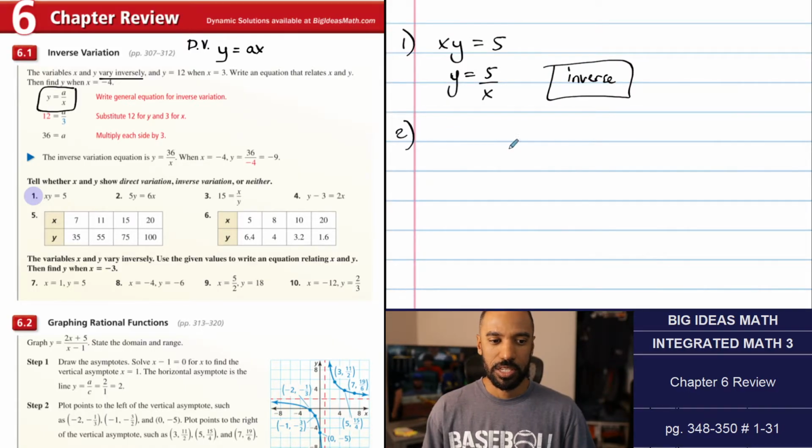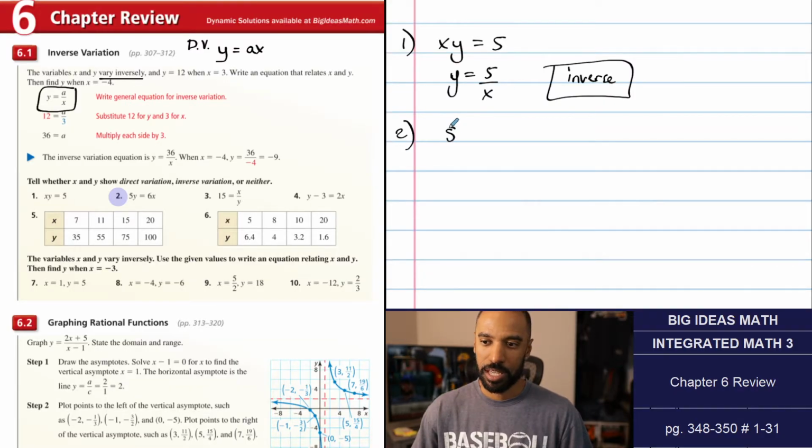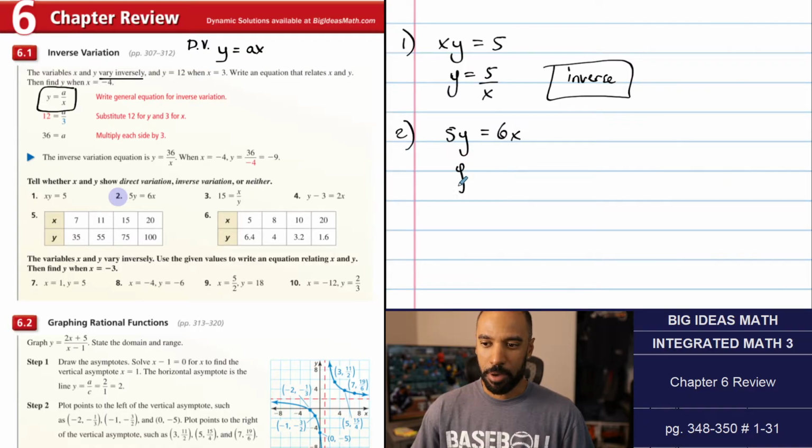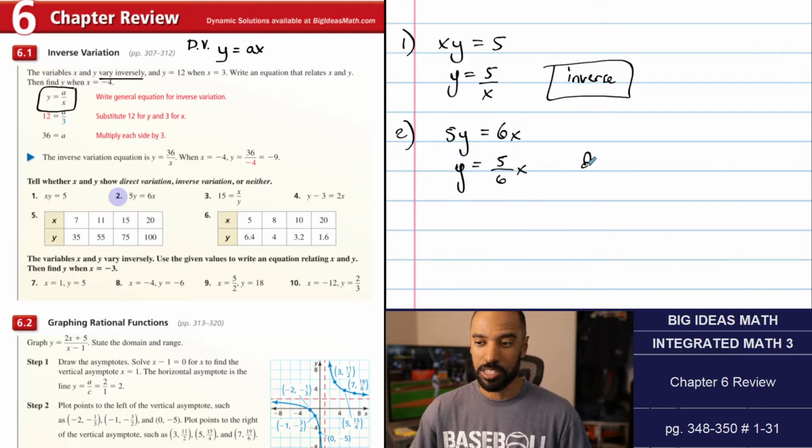Number 2 says 5y equals 6x. This is one of those things where you just keep getting y by itself on each of these and tell the audience, tell the world, tell everybody what it is that you see here. If I divide by 5 to get y by itself, 6 divides by 5, so does the x, but let's see what's multiplying by x, some constant of variation. It's an a times x. This would be an example of direct variation.